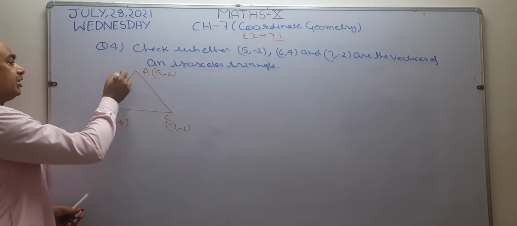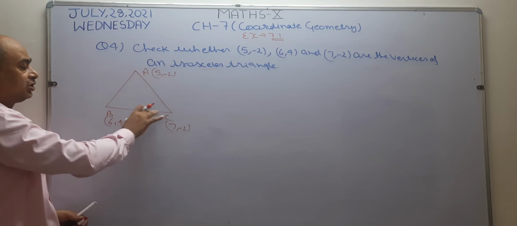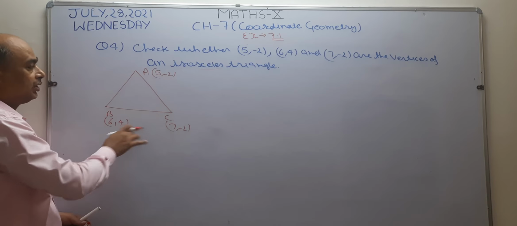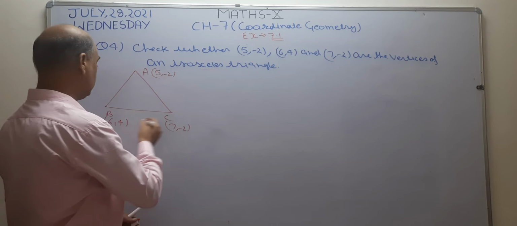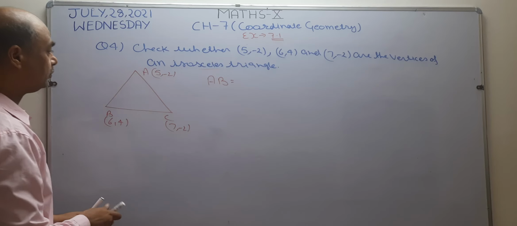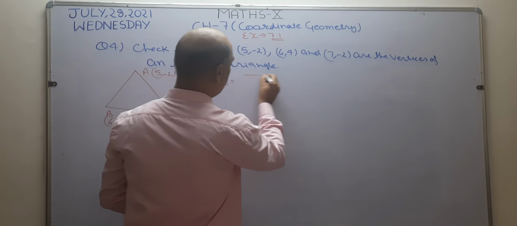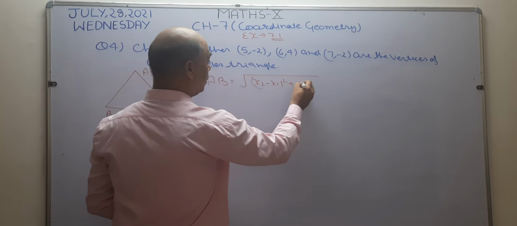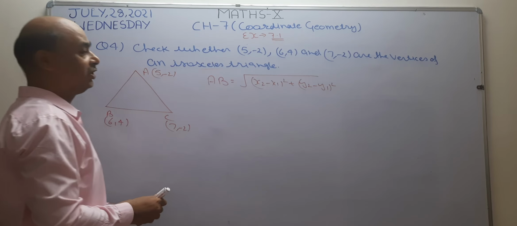For this, I want to find the distances AB, BC, and AC by using the distance formula. So first, I want to check AB by using the distance formula. And you know how to find the distance formula? The distance formula is the square root of (x2 minus x1) whole square plus (y2 minus y1) whole square. This is known as the distance formula.